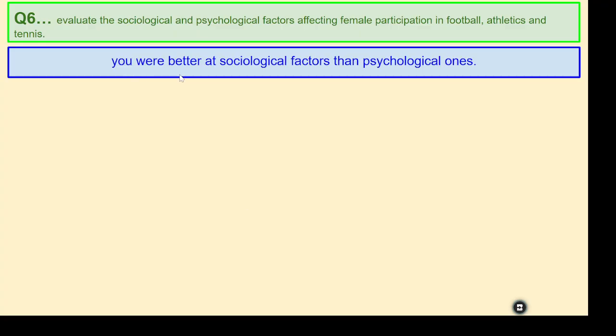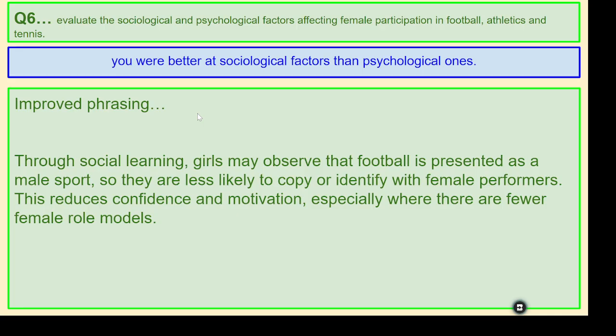Continuing with question 6, because we said that you were better at sociological factors than psychological factors. So how do I improve my phrasing around this? Through social learning, girls may observe that football is presented as a male sport, so they're less likely to copy or identify with female performers. This reduces confidence and motivation, especially where there are fewer role models. Notice the language that's been used there to get the AO3 mark. We've got the key terminology, we've got what we call tier 2 terminology being used, or tier 3 if it's very, very specialist. I might use efficacy as an example of tier 3 language, very specialist to your particular subject. But notice how it's all linked together to get the AO3 mark.